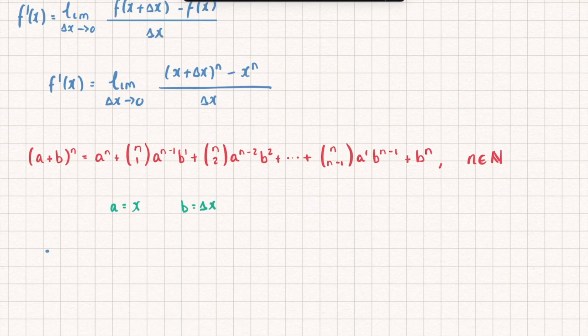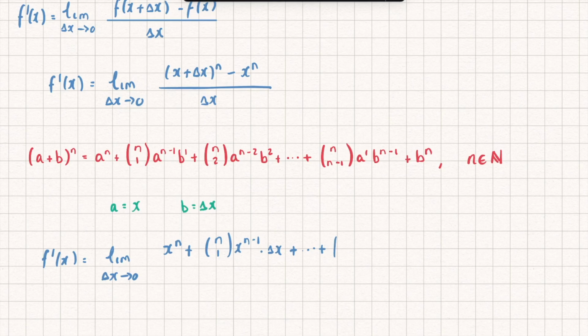And I'm literally just going to take this binomial expansion formula and use it to rewrite the numerator. So our derivative f dash of x is just the limit as delta x tends towards 0 of, okay, well, a is x, so it's x to the power of n plus n choose 1 of a to the power of n minus 1, which is just x, so x to the power of n minus 1, multiplied by b to the power of 1, which is delta x, plus, and I could do the next term, but I'm not because I could be here all day, so I'm just going to stop with the first two, and then I'm going to do the last two terms.